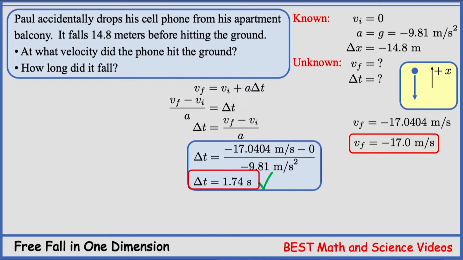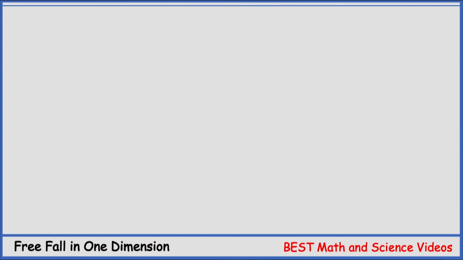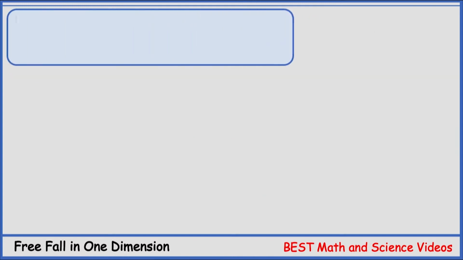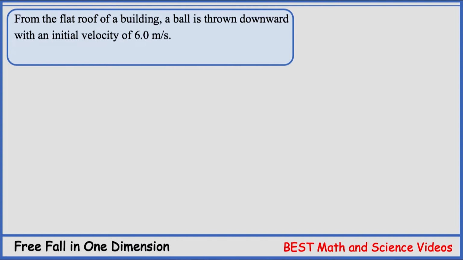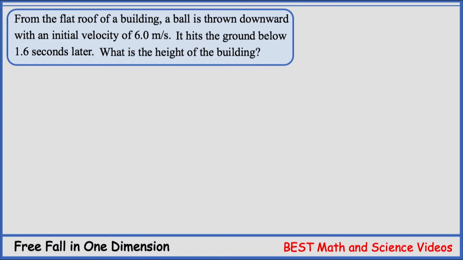Next, let's look at a problem in which the initial velocity is not zero. From the flat roof of a building, a ball is thrown downward with an initial velocity of 6.0 meters per second. It hits the ground below 1.6 seconds later. What is the height of the building?